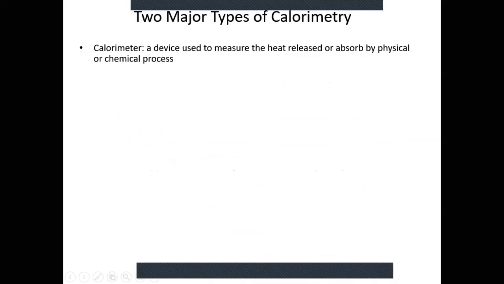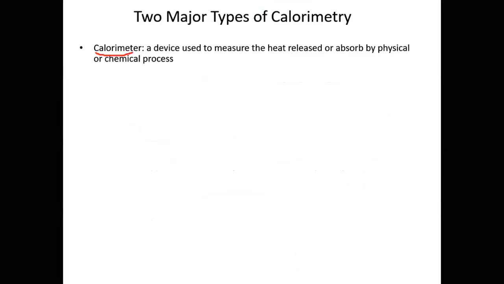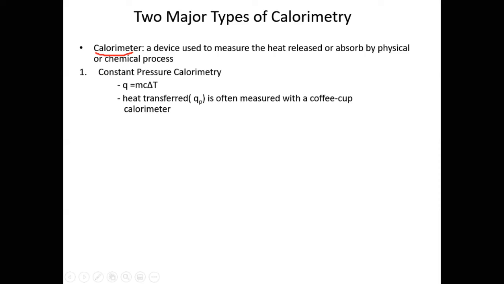And so with calorimetry, there are two major types of calorimetry, and they both utilize what's called a calorimeter. A calorimeter is a device used to measure the heat released or absorbed by a physical change or chemical process. The first type of calorimetry we're going to discuss is constant pressure calorimetry. With constant pressure calorimetry, you're going to use this Q equals MC delta T equation. Again, M is mass, C is specific heat, delta T is the change in temperature. And this is Q at constant P, so the heat transferred is at constant pressure. We generally use a coffee cup calorimeter to measure this change.